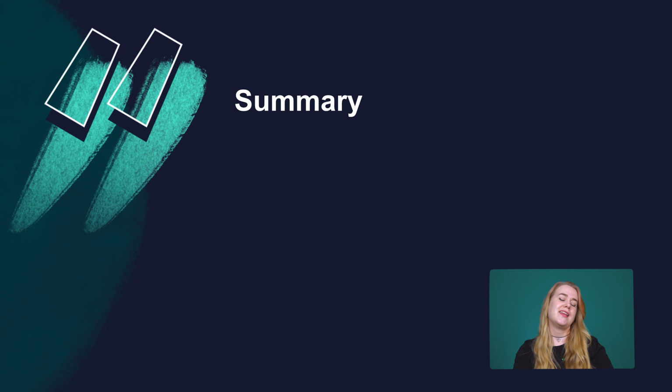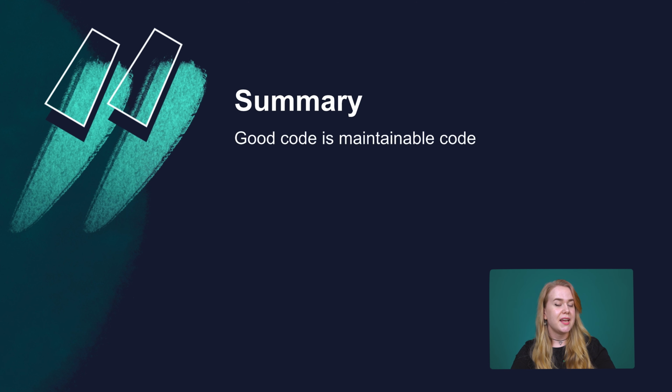Now let's summarize everything that we've talked about. So good code is maintainable code, and it should be so from the very beginning. And you should ensure maintainability using code quality metrics. And the list of code quality metrics can include the number of methods in a class, the number of arguments in a function, and so on. It's up to you what you put there.